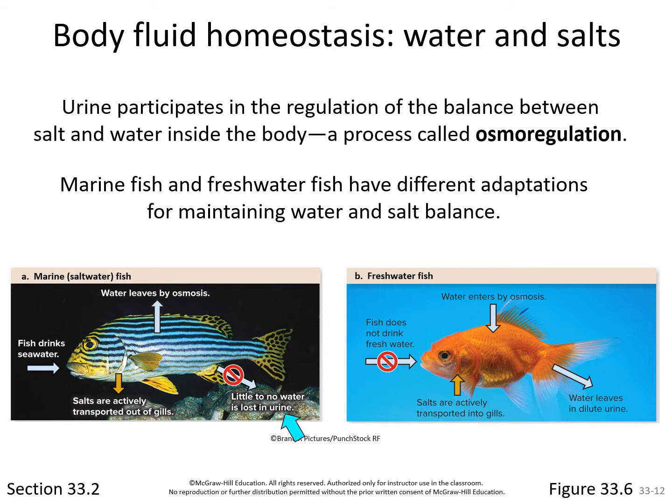Okay. Now freshwater fish have a different problem. They're in water that has a whole lot less salt than in their bloodstream. And so with freshwater, water tends to enter by osmosis, and if it does that, it has the possibility of actually bursting cells. And so what are the fish going to do? Well, first of all, they're not going to drink fresh water at all. But secondly, their gills are actually going to actively transport salts into the gills to try to get salt in there.